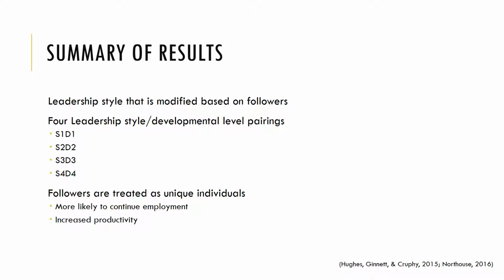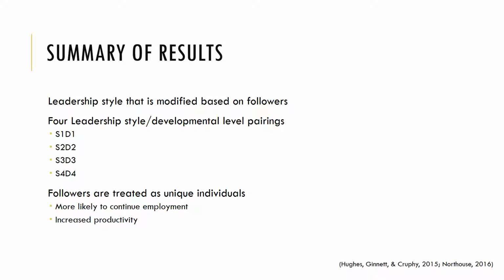To summarize the results of this study, let's review what we have learned about situational leadership. Situational leadership is a leadership style in which the leader modifies their leadership style based on the abilities and commitment level of the employee. There are 4 leader-follower pairings that work best together. S1D1 is when the leader provides the follower with a high level of direction but a lower amount of support. This works best for D1 followers because they have a lower competency when it comes to completing the task, but they are highly motivated and committed.